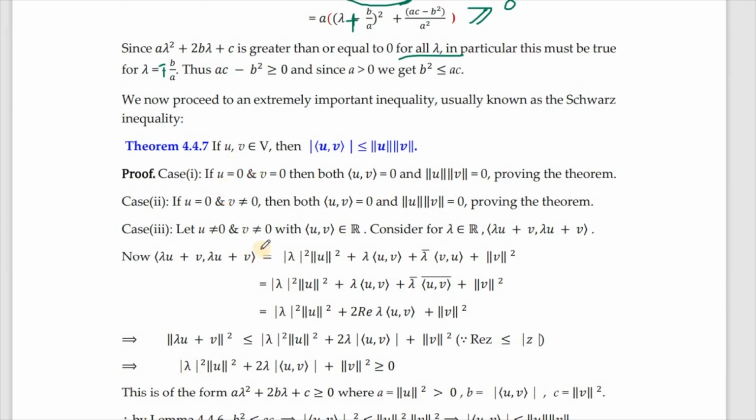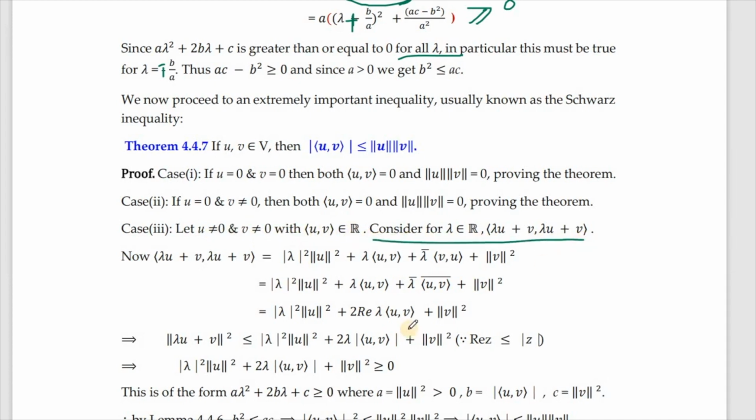In the first 2 cases it's very obvious that equality holds, for the reason that when U and V are 0, the right side is going to be 0 and the left side also. And if one of them is 0, then naturally the inner product is 0. So even in this case equality holds. Now in the third case we are considering both U and V to be non-zero and the inner product to be a real number. Now this we are going to consider.